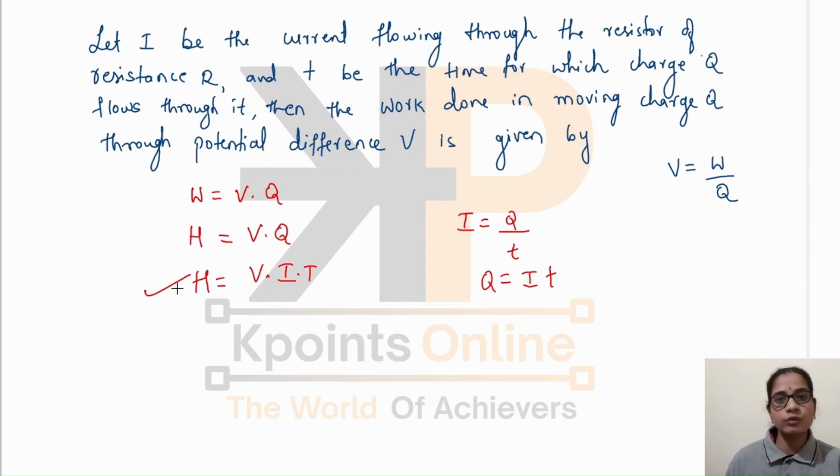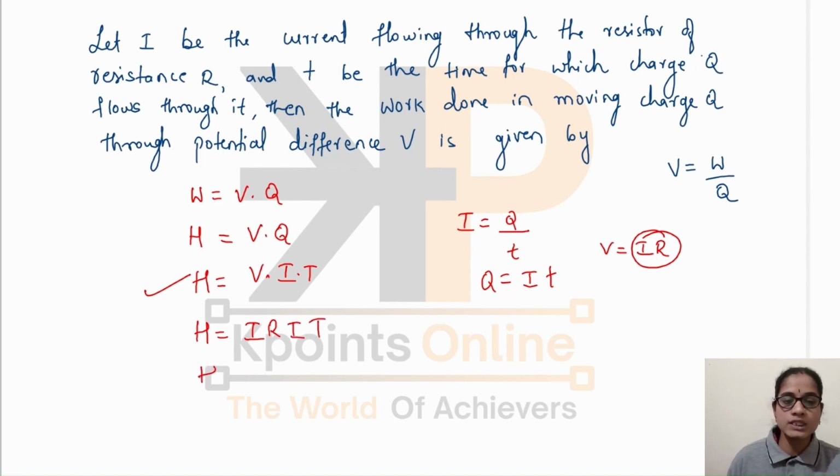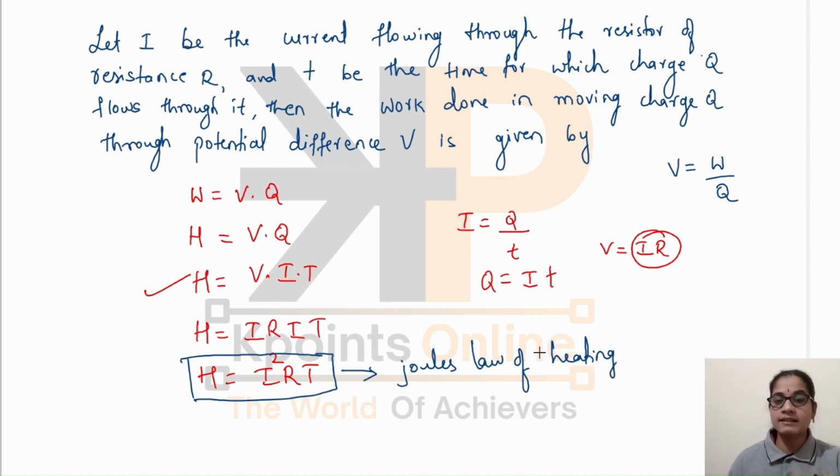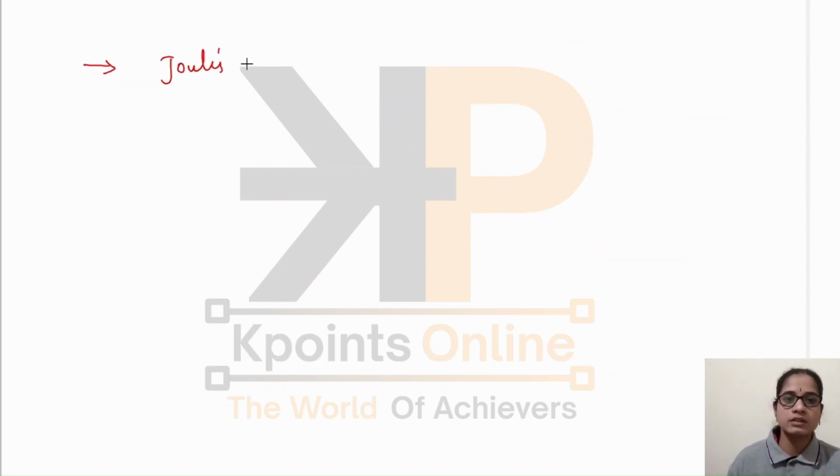Again, from the Ohm's law, we know that V is equal to IR. We can substitute this value of IR here. So I get H is equal to IR into IT, so this is equal to I square RT. This equation is the mathematical form of the Joule's law of heating. It is called as Joule's law of heating. What does this law say? Let's see here.